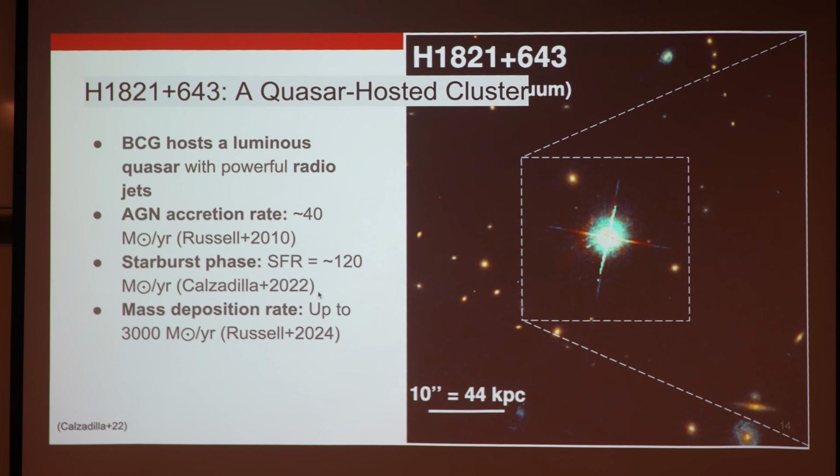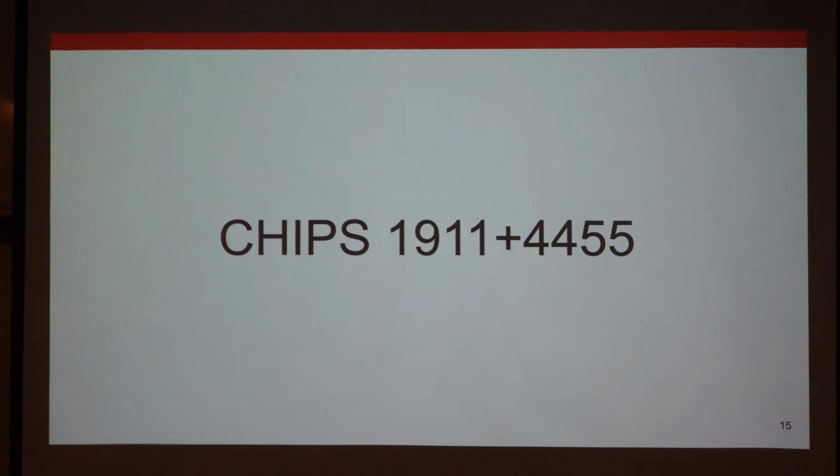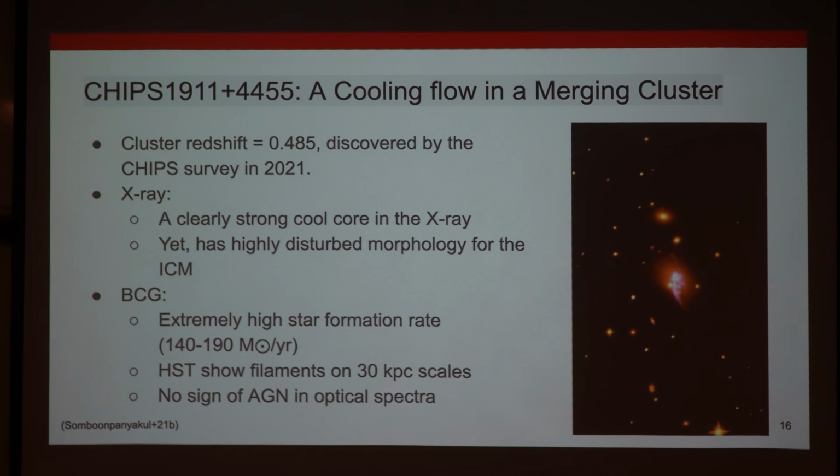Okay, so I've just given you a big introduction about what a galaxy cluster is, what are typical galaxy clusters, and what are not so typical galaxy clusters. So now let me introduce the cluster for today, which is CHIPS1911+4455, a galaxy cluster that I have been studying for a while now. Okay, so let's start the actual talk now.